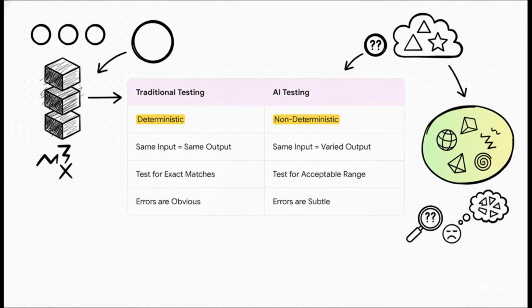We're not looking for one specific answer. We're looking for a range of acceptable responses. And the errors, man, they are subtle. We're talking about things like hidden bias or the AI just making stuff up.